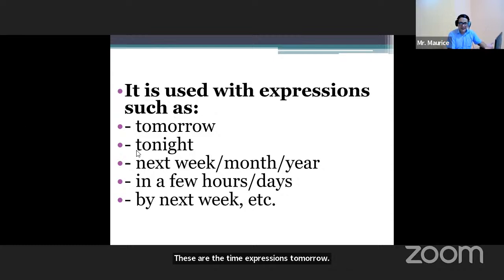Tonight, esta noche. Next week, la próxima semana. Next month, el próximo mes. Next year, próximo año. In a few hours, en unas cuantas horas. In a few days, en unos cuantos días. By the next week, en la próxima semana.